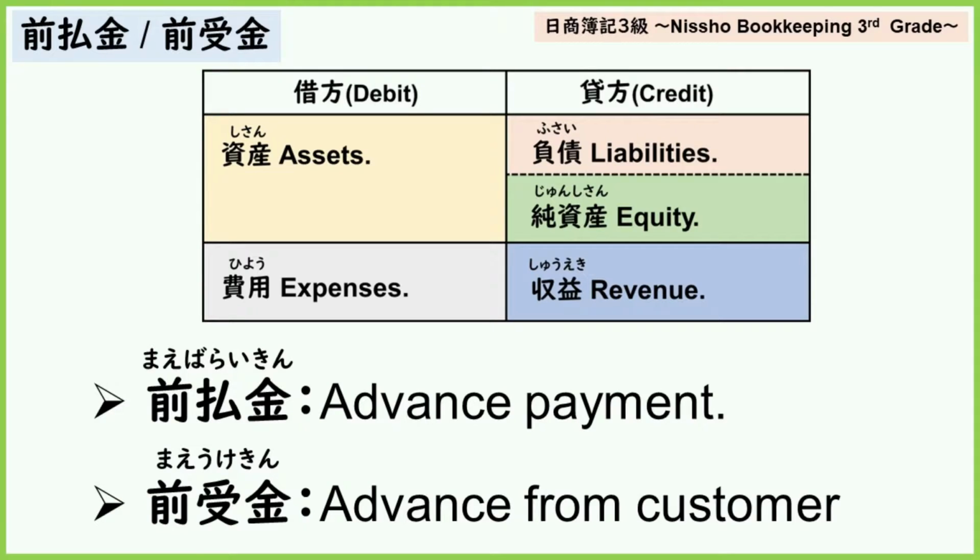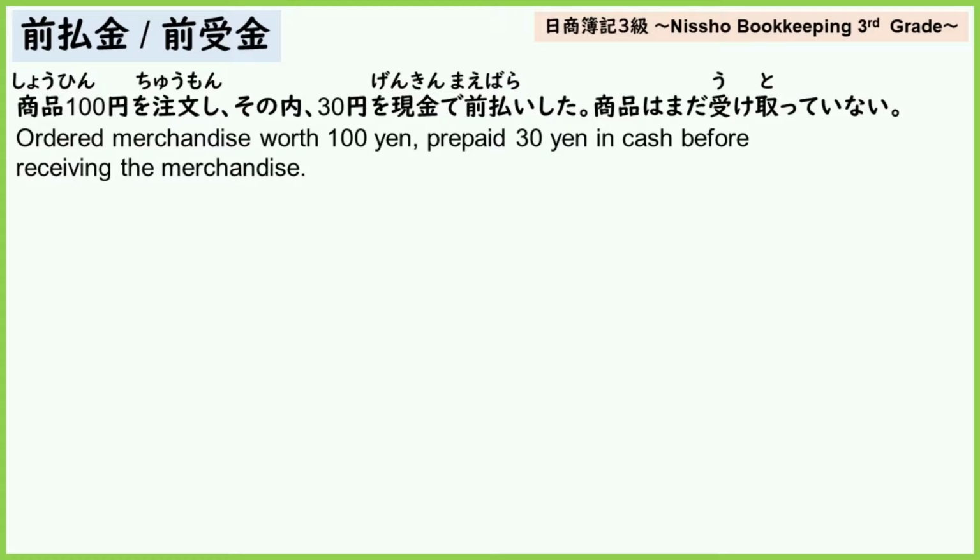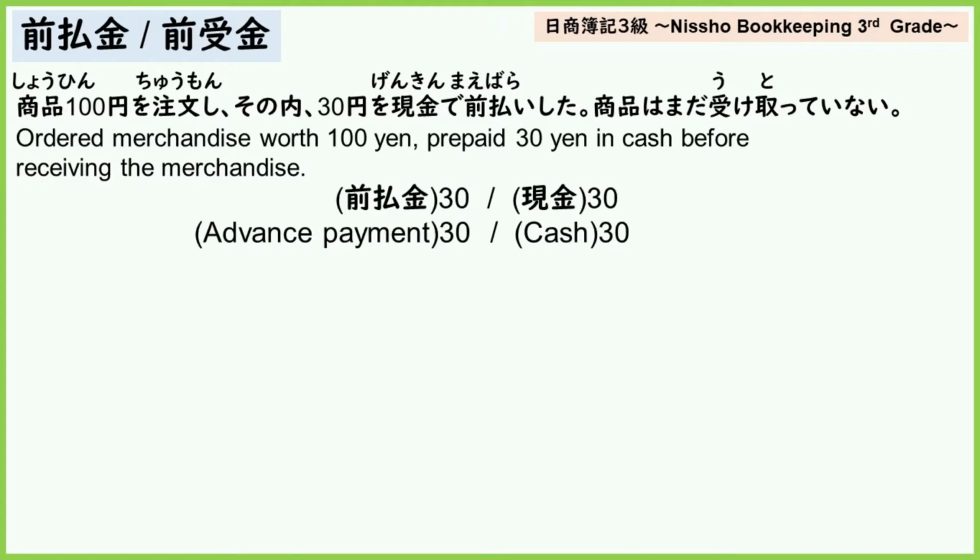Now, let's look at the journal entry of advance payment. Ordered merchandise worth 100 yen, prepaid 30 yen in cash before receiving the merchandise. The journal entry is debit, advance payment 30. Credit, cash 30. Money has been paid, but the merchandise has not yet been received, so we will debit advance payment. Since cash on hand has decreased, we will credit cash in the journal entry.